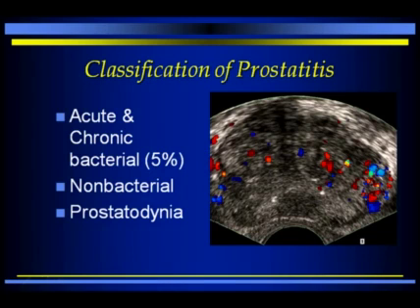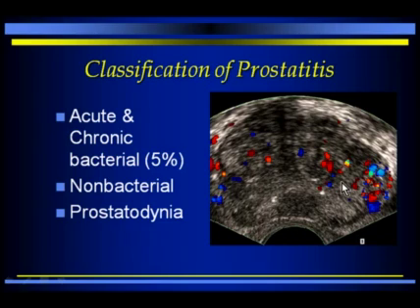Now, prostatitis can be acute or chronic. Only about 5% of prostatitis is bacterial. Most of prostatitis is either non-bacterial, which means you can isolate something like chlamydia from it, or prostatodynia, which is prostatic pain or symptoms not related to any identifiable source of infection.